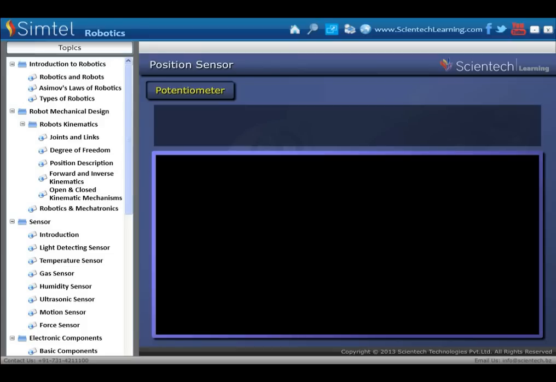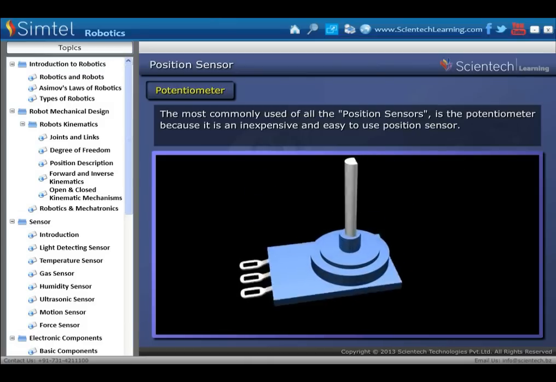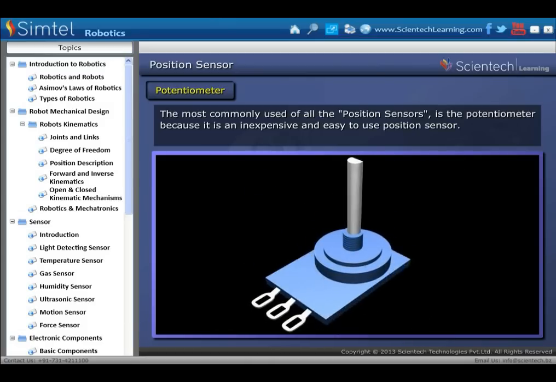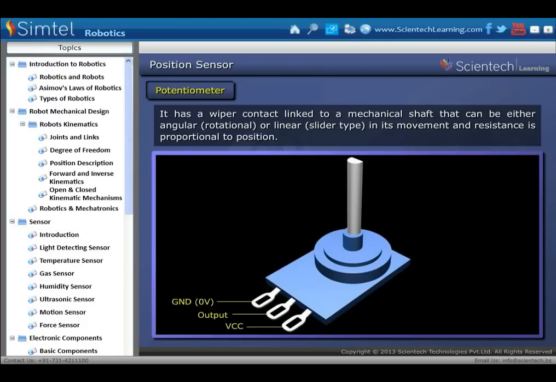Next type of sensor is position sensor. The most commonly used of all the position sensors is the potentiometer, because it is an inexpensive and easy to use position sensor. Here is the construction of potentiometer as shown in animation. It has a wiper contact linked to a mechanical shaft that can be either angular or linear in its movement, and its resistance is proportional to position.